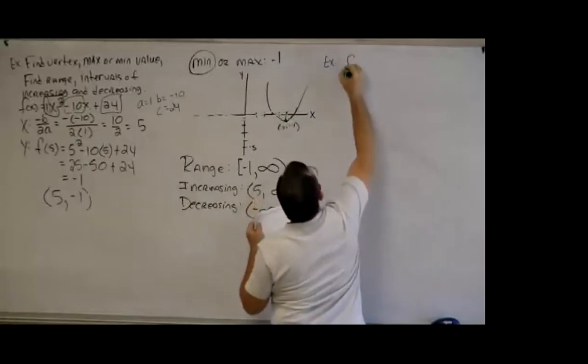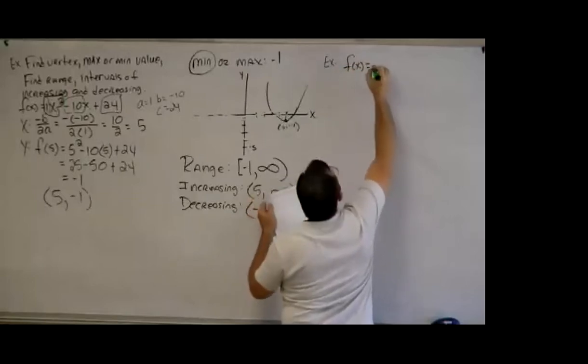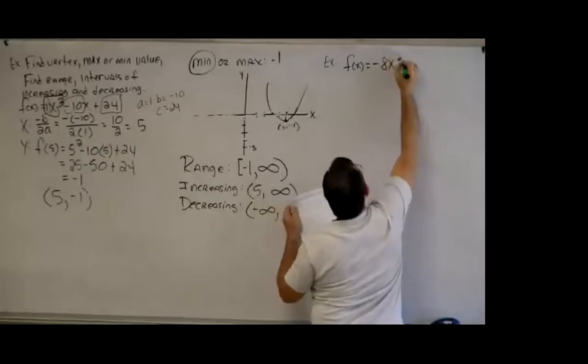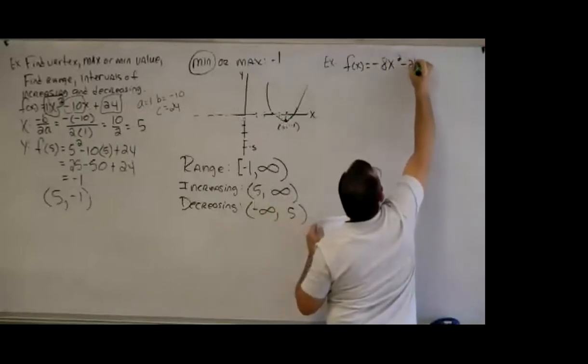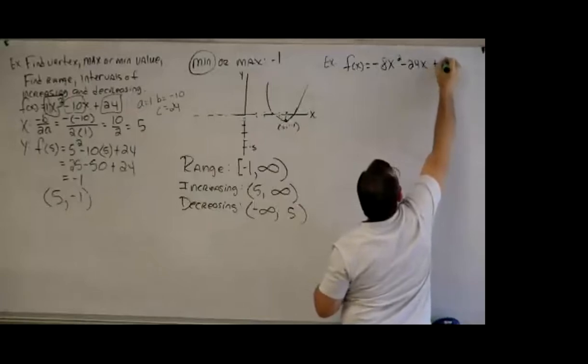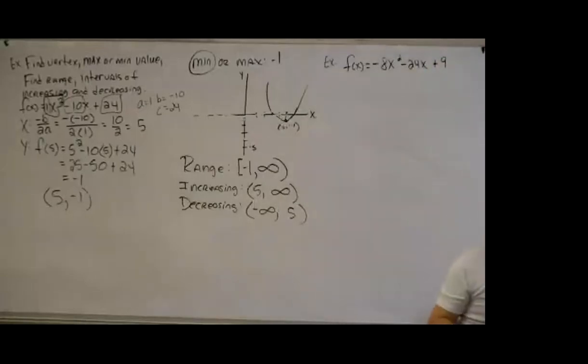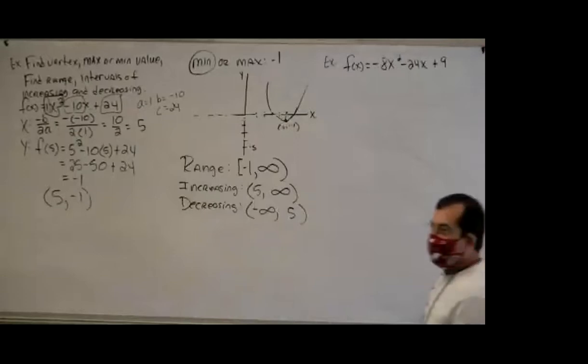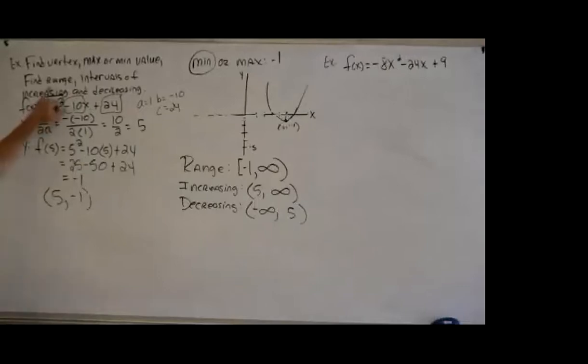This time we've got f of x equals negative 8x squared minus 24x plus 9. And what in that problem makes you realize that you need to do the range or increasing? Because they give you instructions, or just ask for it in the very beginning. It'll say find the vertex, min or max value, and tell what that value is. Find the range, and then the intervals of increasing and decreasing. And this one's asking the same thing.